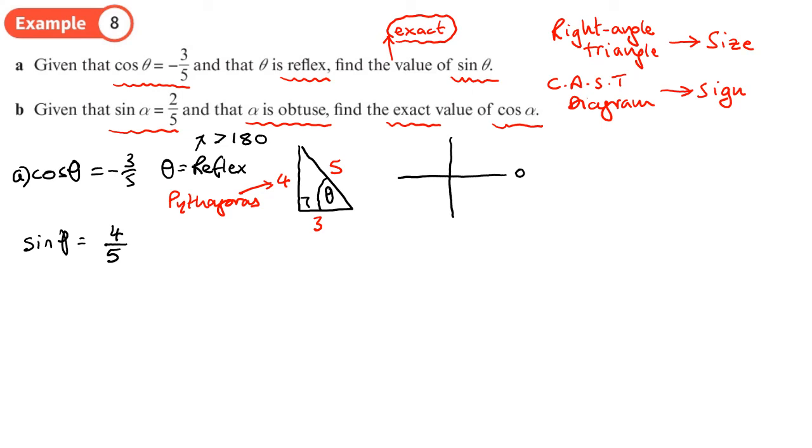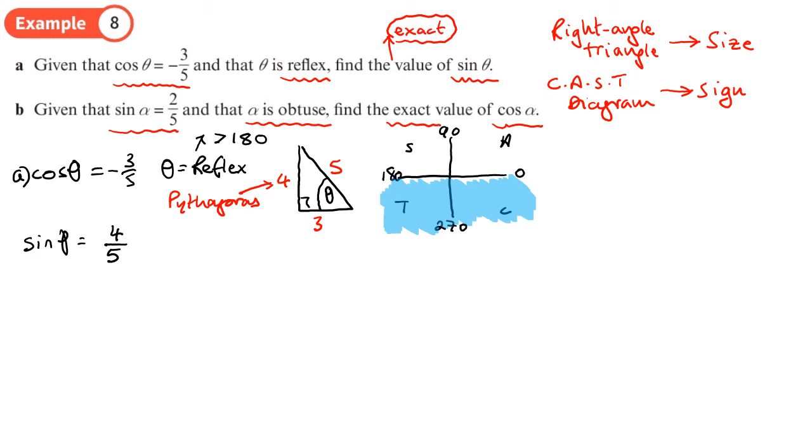So 0, 90, 180, 270, CAST, and this is where this other bit of information comes in, where it says that the angle is a reflex, which means it's bigger than 180. It's down here. This is where theta is. It lives down here. Now I can see on that part of the CAST diagram that sine would be negative.